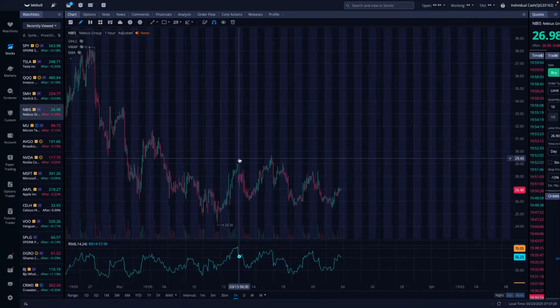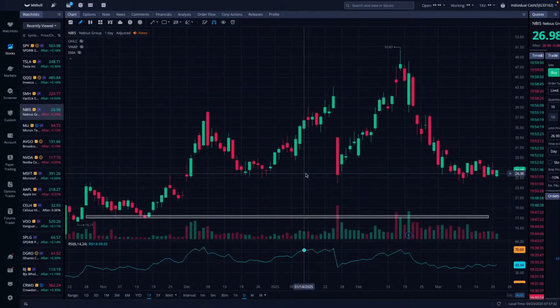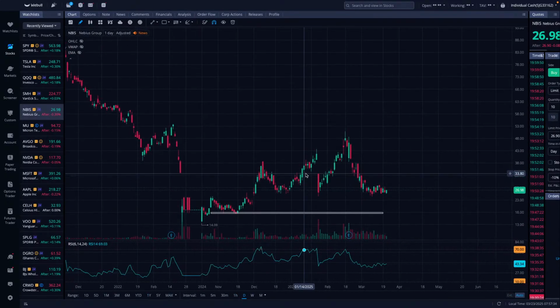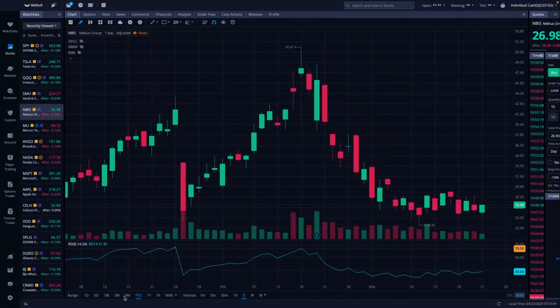I want to go over NBIS. This is a stock that I want to hold in my YouTube portfolio. I'm definitely looking for that, but the thing is, I need to see them pull back more. I'm waiting for this $18 range. I want to see some further downside.